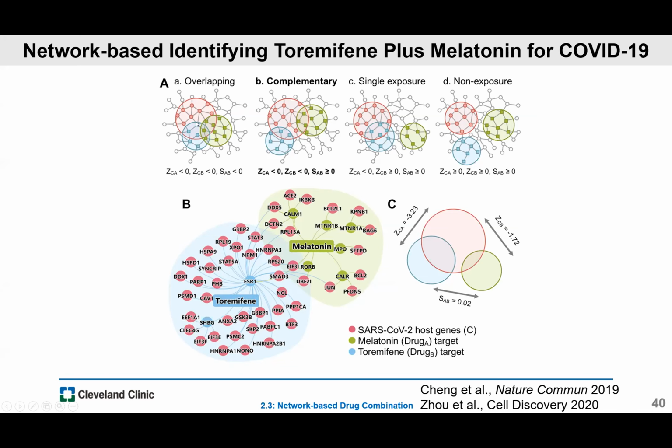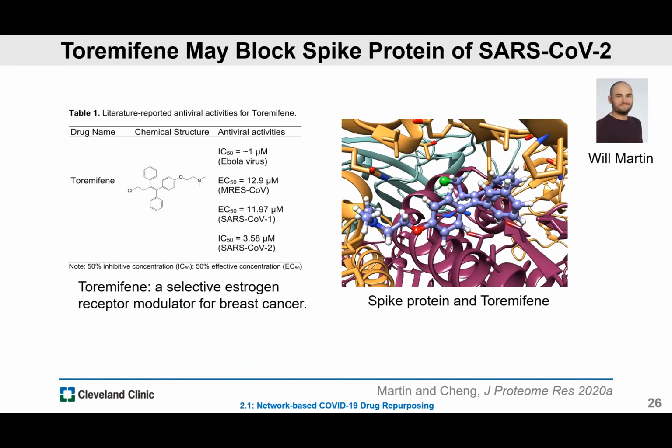This kind of drug combination often shows good efficacy in cell line or animal studies, but in clinical settings they have high toxicity. So using this network-based drug combination design, we identified that melatonin and tamoxifen is a potential treatment for COVID-19 using our strategy.